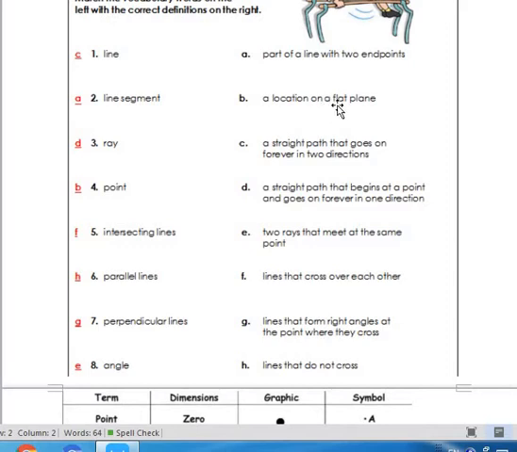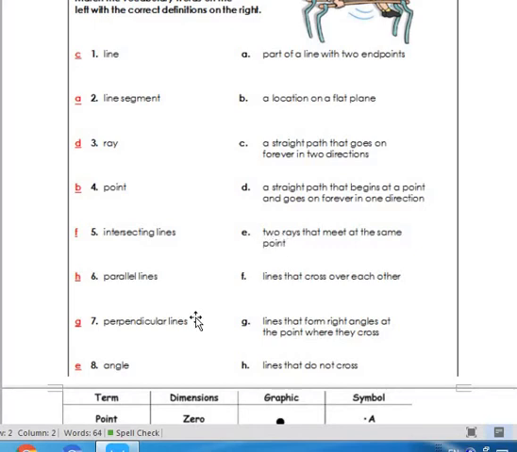A location on a flat plane. Do you remember? Point. Right, the point. A straight path that goes on forever in two directions. Who can remember? Of course, the line. Excellent. A straight path that begins at a point and goes on forever in one direction. So this is the ray. Two rays that meet at the same point.